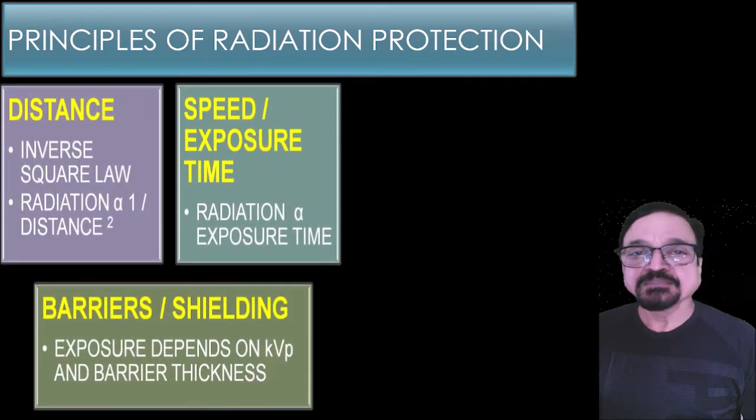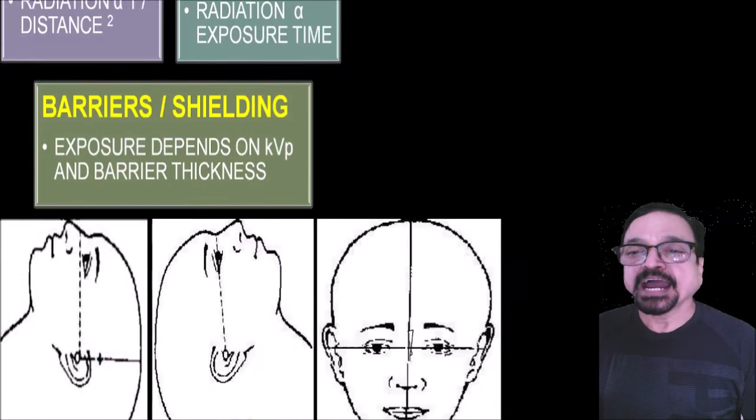One is distance, because radiation follows the inverse square law. The second is speed and exposure time. If you give a short exposure, there will be less radiation, so a technologist gives more mA to achieve the same mAs by reducing exposure time. Then there are barriers used for protecting patients and himself while taking radiographs. So we have to cooperate with him.